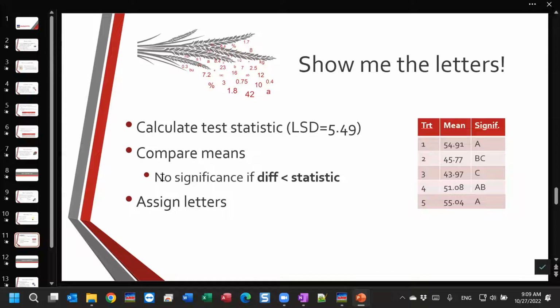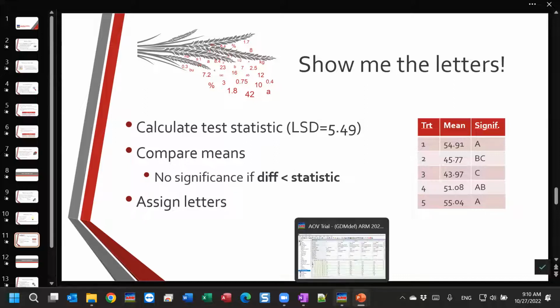And we covered the assumptions of ANOVA last time around in the data review. So that's just a quick overview of the analysis. What is ARM doing when we go to generate our report? And we're doing this, of course, with each assessment that we have in a trial.